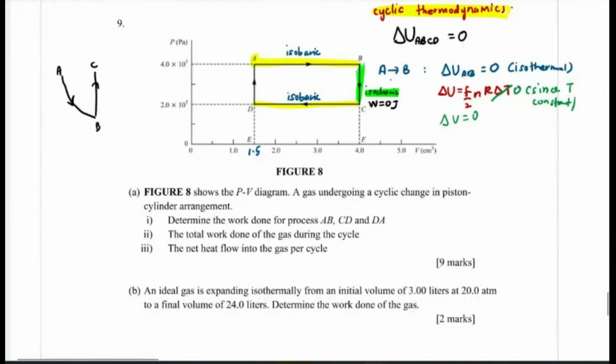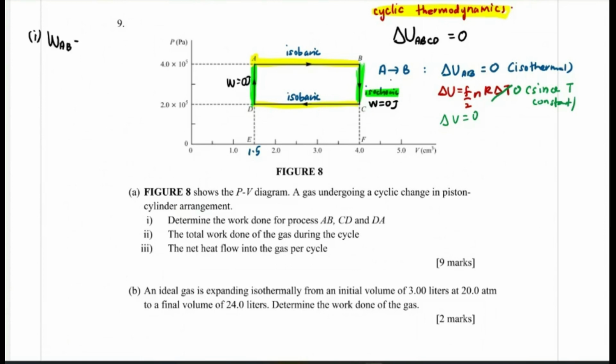Okay, D to A pun sama. D to A ni tak payah kira lah. W dia sama juga, kosong. Okay, so soalan minta kita kira apa tu? Ni saya padamlah itu ni. Work done. So kira lah, kira satu-satu. Work done untuk proses AB.